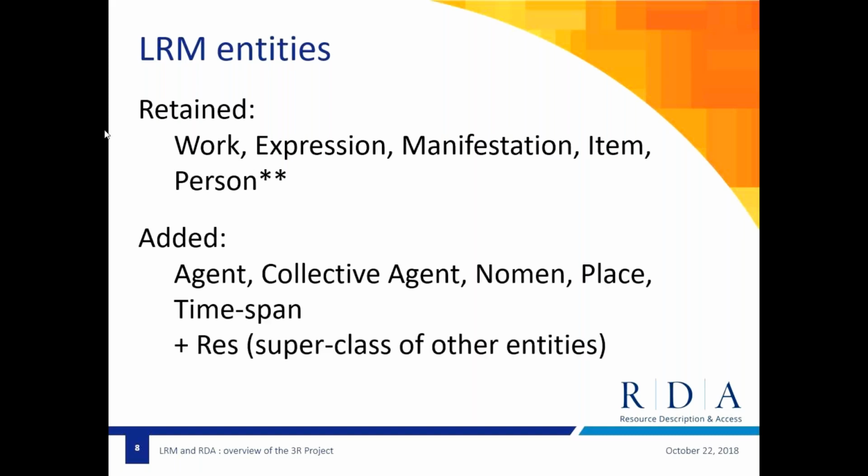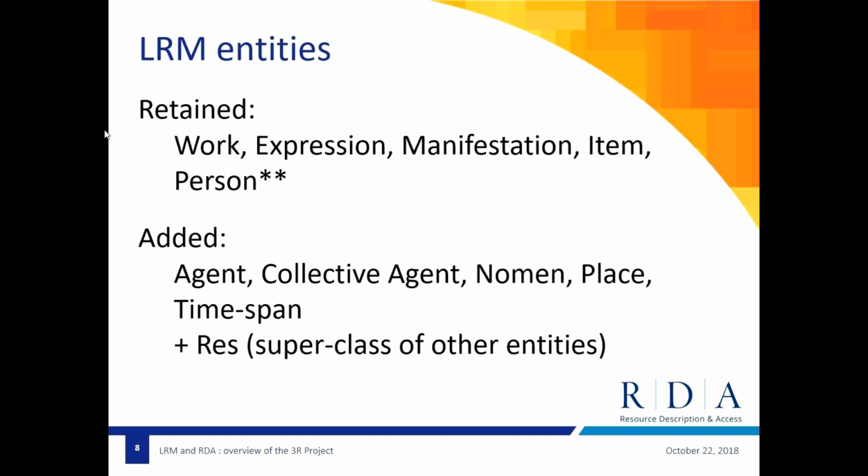But a number of entities have been added to the model. These include agents, which was predicted by RDA. So agent had appeared in RDA before we decided to undertake the project. There's another new entity called collective agents, which turns out to be a super entity of corporate body and family. The weirdest entity of all, which is Nomen, very, very weird entity, very, very interesting for people who like authority control. And place and time span, which are your standard subdivisions, as it were.